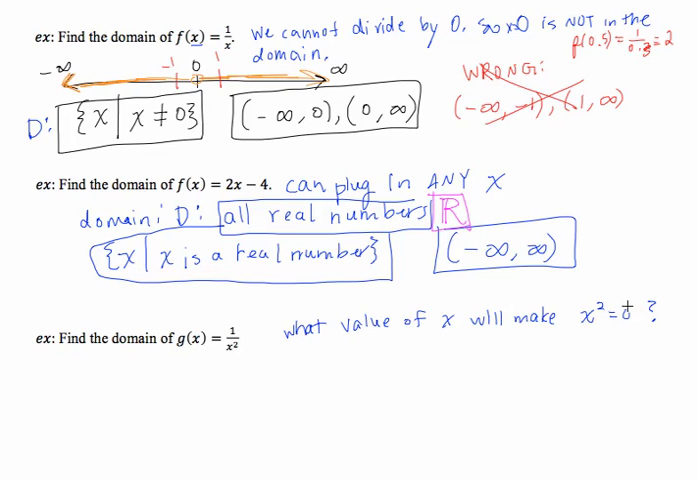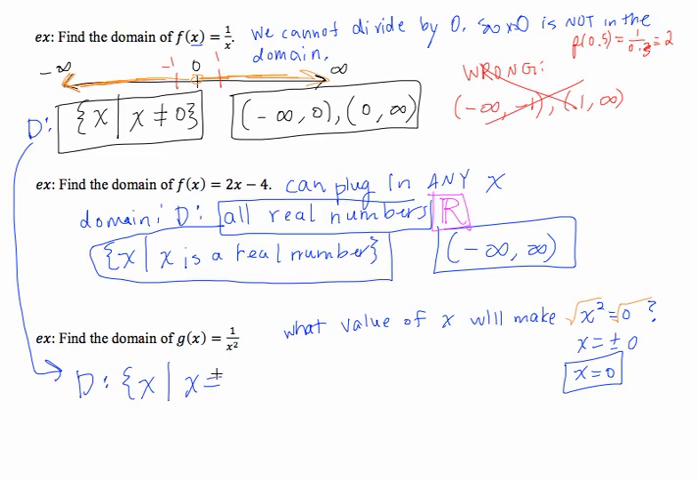Well, solving this equation for x, you take the square root of both sides. You get x equals plus or minus 0. Well, positive 0 and negative 0 are the same, so you get x equals 0. So if x is 0, this is not defined. So this one actually has the same domain as the first one. The domain would be the set of all x such that x does not equal 0.